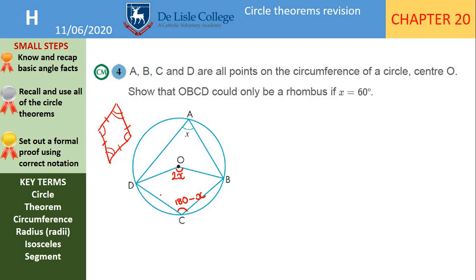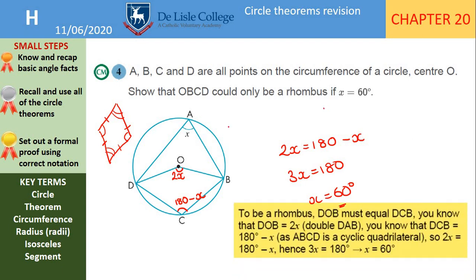Now if we want this to be a rhombus, these must be equal to each other. So if I set up an equation, 2x is equal to 180 subtract x. Now this has unknowns on both sides. Let's add x on to balance. So we'd get that 3x is equal to 180. So that must mean that x is equal to 60 degrees, as it wanted here.